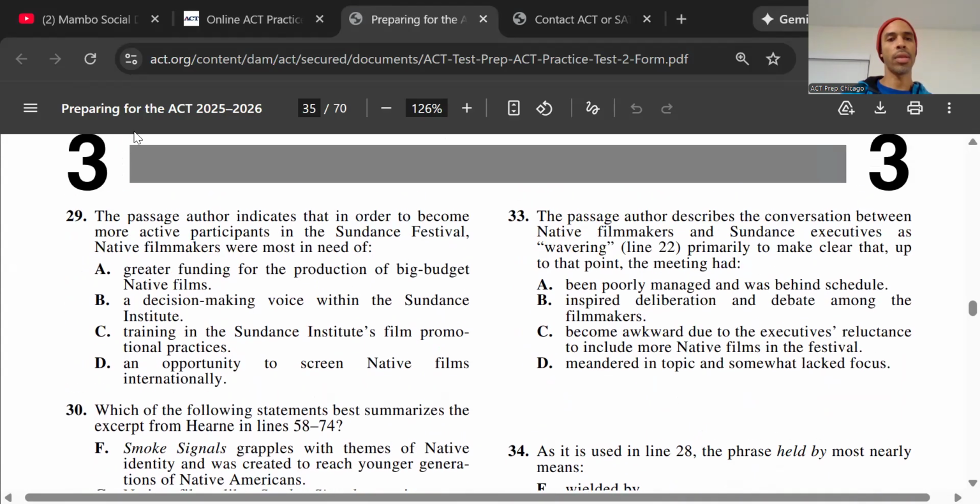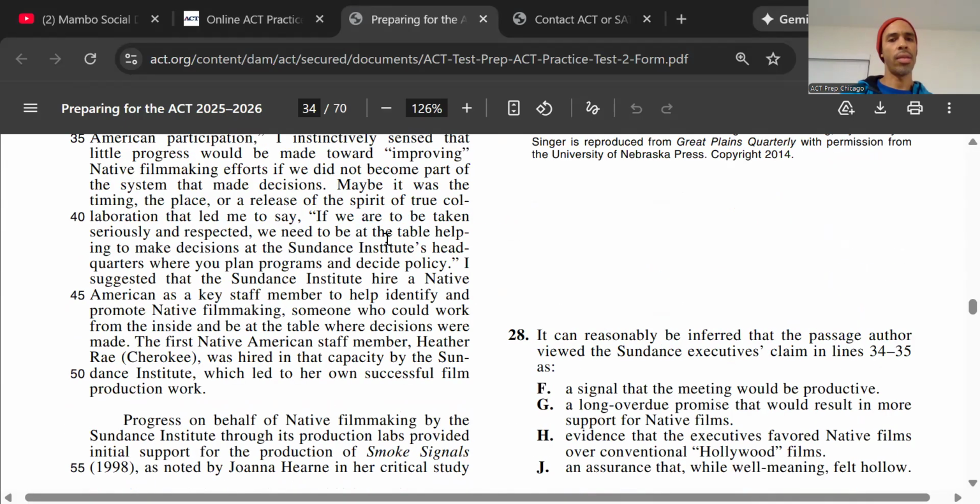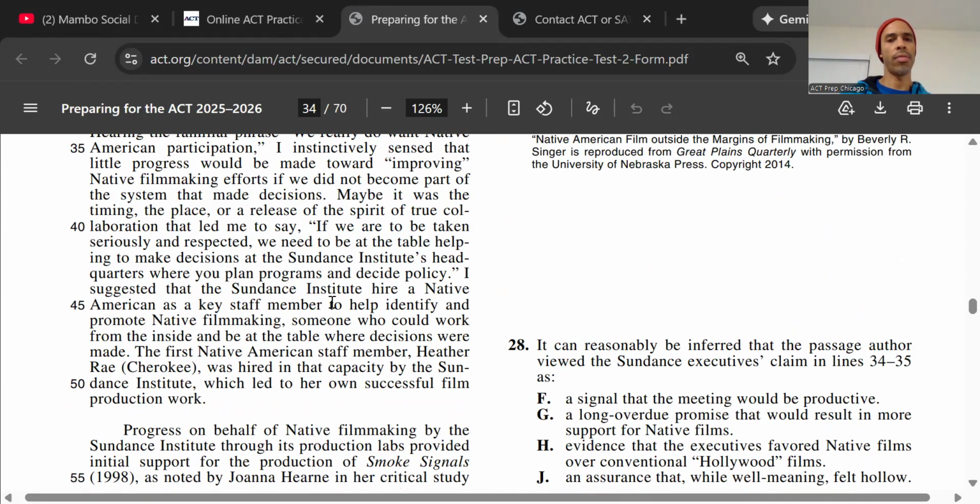In my mind, I was thinking that the passage indicates that in order to become more active participants, they need to hire someone inside. Okay, I remember. Which of the following? I didn't feel like I read that though. I didn't say that verbatim. I suggested the Sundance Festival.